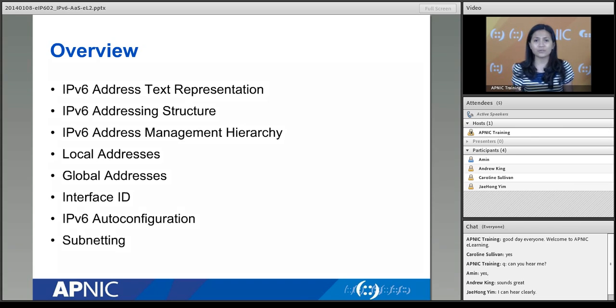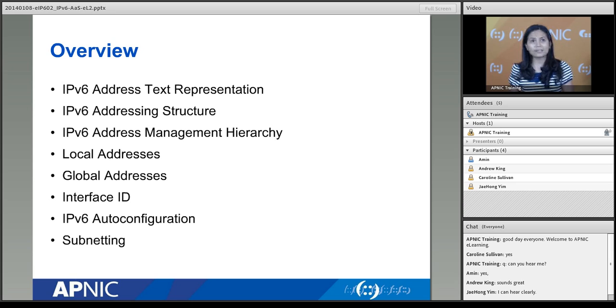What are the differences between them? Where do we use all of them? And what is their coverage? Like, is a local address routable? Is a global address reachable from everywhere on the IPv6 internet? Things like that. So where is the proper time to use which type of address?